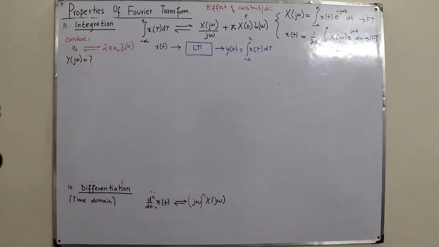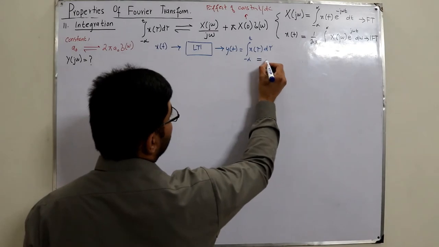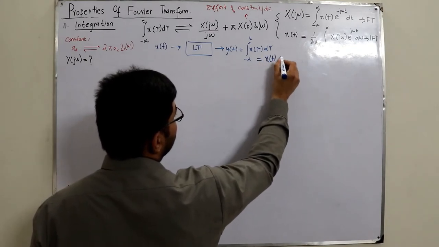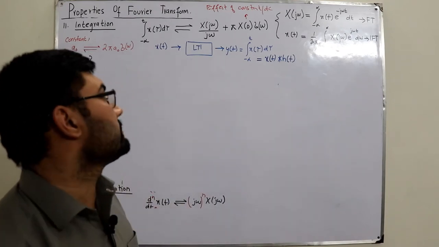We also know that for an LTI system, the output would be the convolution of the input and the impulse response. Yes, we know this, that y of t would be equal to the convolution of the input and its impulse response. Now, what is the impulse response h of t of this system?